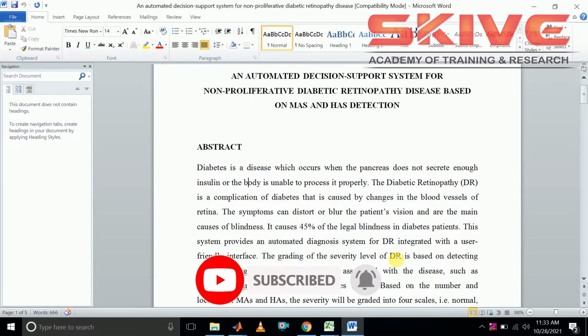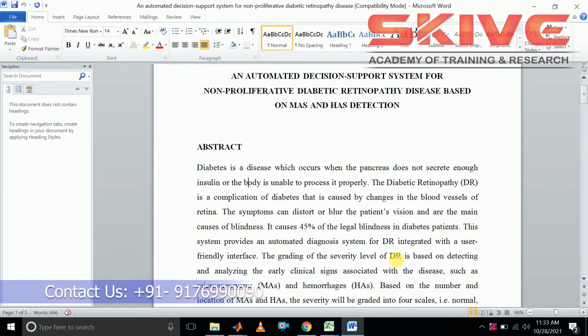Diabetic retinopathy is a complication of diabetes which causes damage to the blood vessels of the retina. This may lead to blurred vision and even loss of vision in patients. It is the major reason for blindness in diabetic patients. So, early diagnosis of diabetic retinopathy can save the patient from losing their vision.